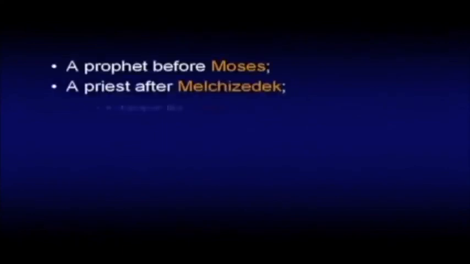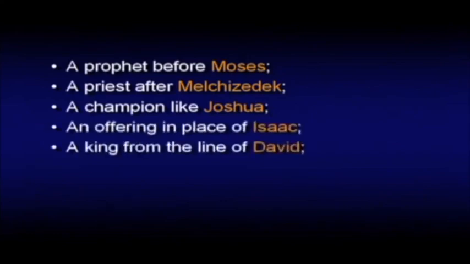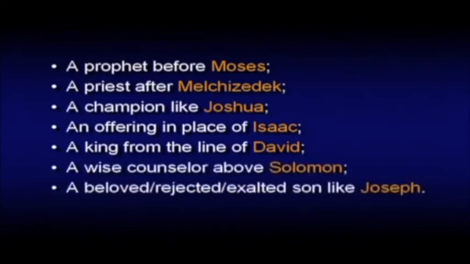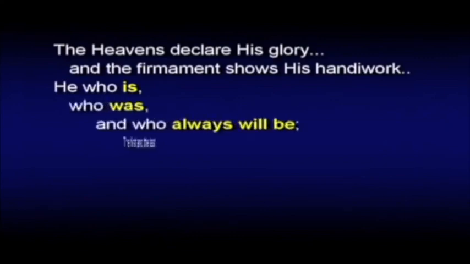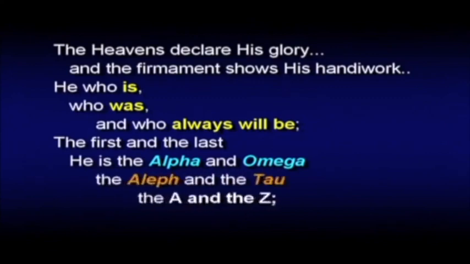He's a prophet before Moses, a priest after Melchizedek, a champion like Joshua. He's an offering in the place of Isaac, a king from the line of David, a wise counselor even above Solomon. He was beloved, rejected, and exalted son like Joseph, and of course far more. The heavens declare his glory. The firmament shows his handiwork. He who is, who was, and always will be, the first and the last, the Alpha and the Omega, the Aleph and the Tau in the Hebrew, and the A and the Z in our alphabet.